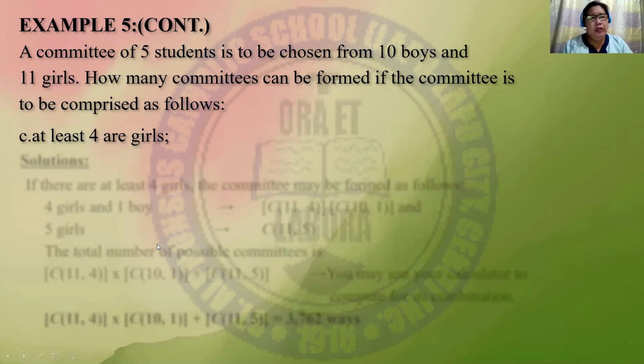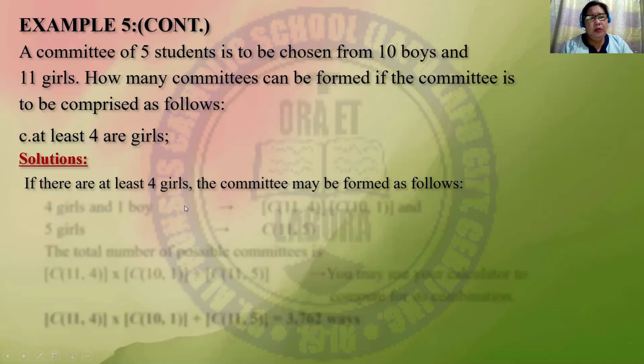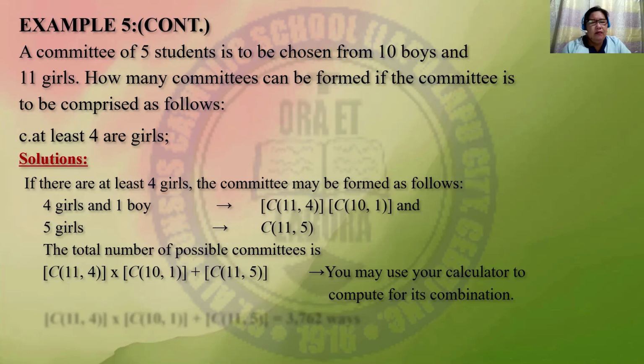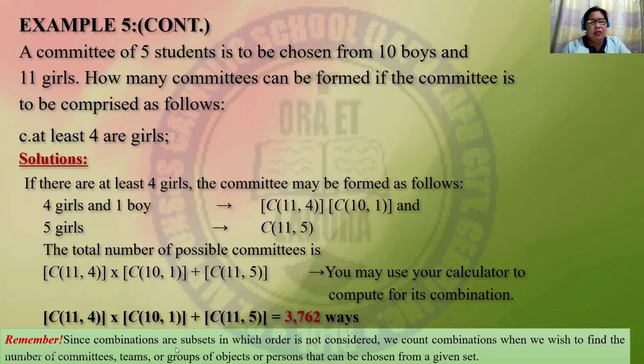And for letter C, let's continue. At least 4 are girls. So for the solutions, if there are at least 4 girls, the committee may be formed as follows. 4 girls and 1 boy, so we have 4 girls from 11 girls, and 1 from 10 boys. Or we have 5 girls, so 5 from 11 girls. The total number of possible committees is combination of 11-4 times combination of 10-1 plus combination of 11-5, and you can use your calculator for the computation. Then what we have is 3,762 ways.